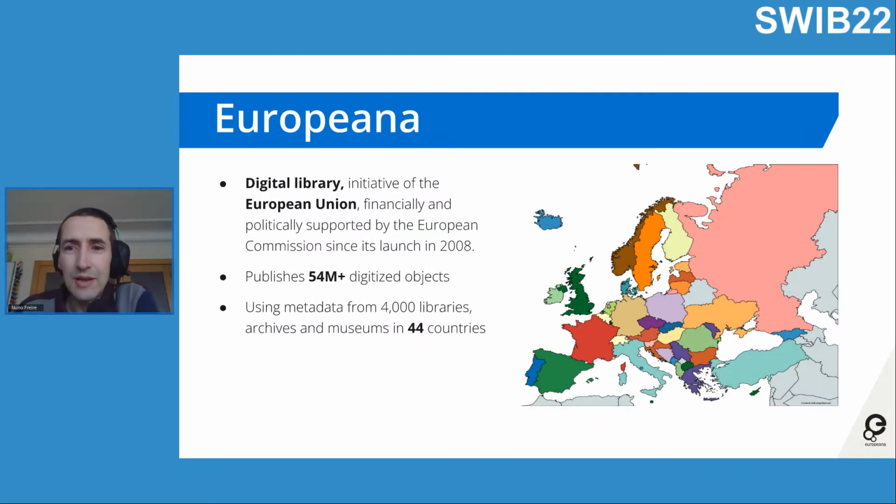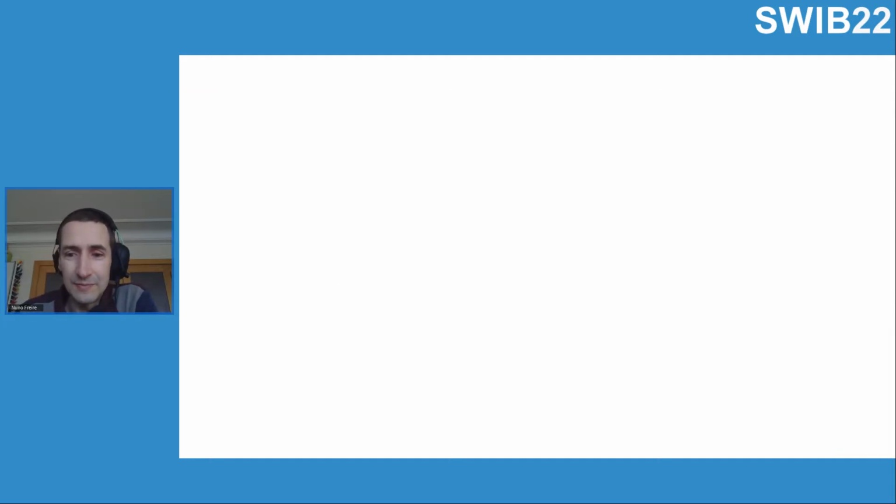So let me start by giving a very quick introduction to Europeana and language tags. Europeana is a digital library initiative from the European Union. It is supported by the European Commission since 2008. It publishes over 54 million digital objects and currently has more than 4,000 data providers, which covers libraries, archives, and museums from all across Europe, from 44 countries.